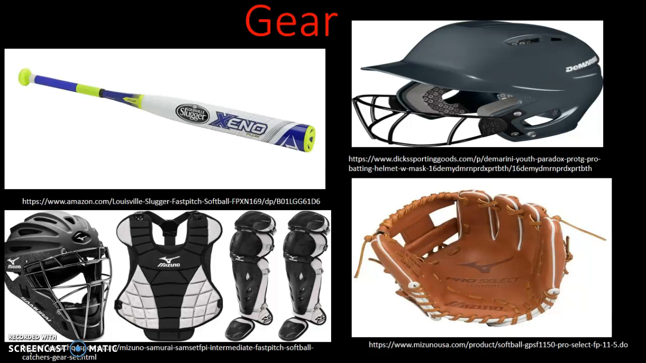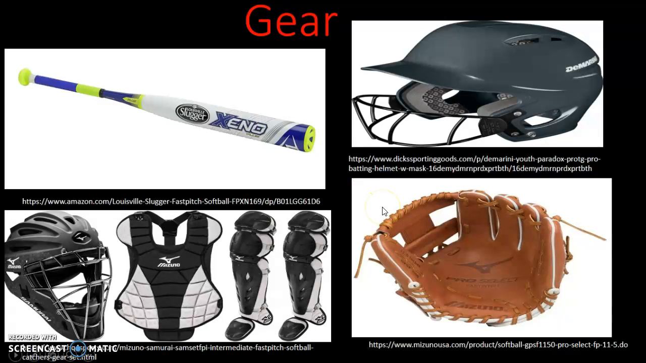Lastly, we're going to talk about some gear that is needed when you play softball. First up, we have in the left-hand top a bat. Typically, softball bats are made out of composite. You obviously need this when you're the hitter along with your helmet. You wear your helmet to protect your head, and you have to wear this every time you go up to bat.